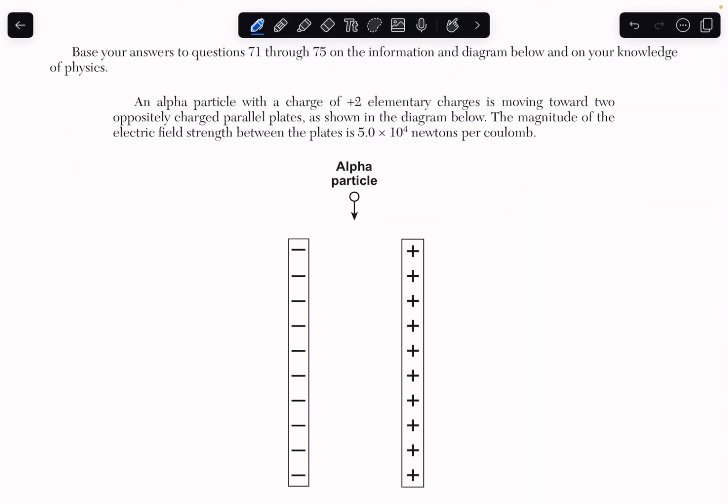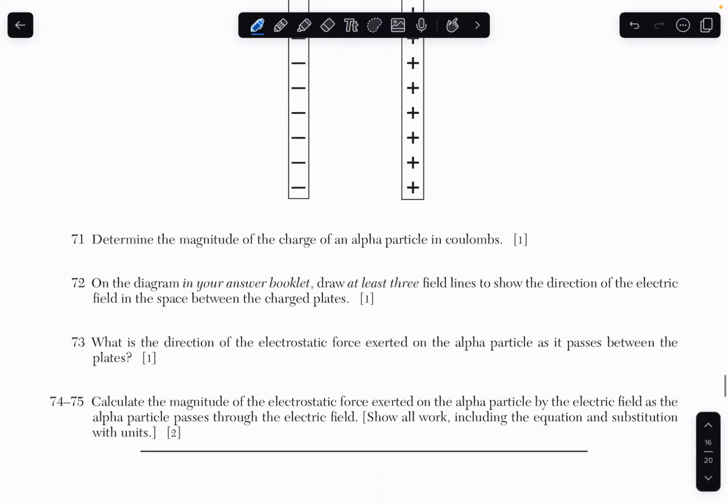Base your answers to questions 71 through 75 on the information and diagram below. An alpha particle with a charge of +2 elementary charges is moving toward the two oppositely charged parallel plates, as shown in the diagram below. The magnitude of the electric field strength between the plates is 5 times 10 to the 4th newtons per coulomb. Determine the magnitude of the charge of an alpha particle in coulombs.